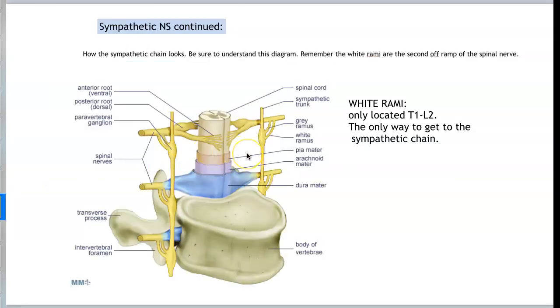Now here's a diagram we'll work through too. So here is the intervertebral foramen, right, where those spinal nerves are coming out. Here's our spinal nerve.